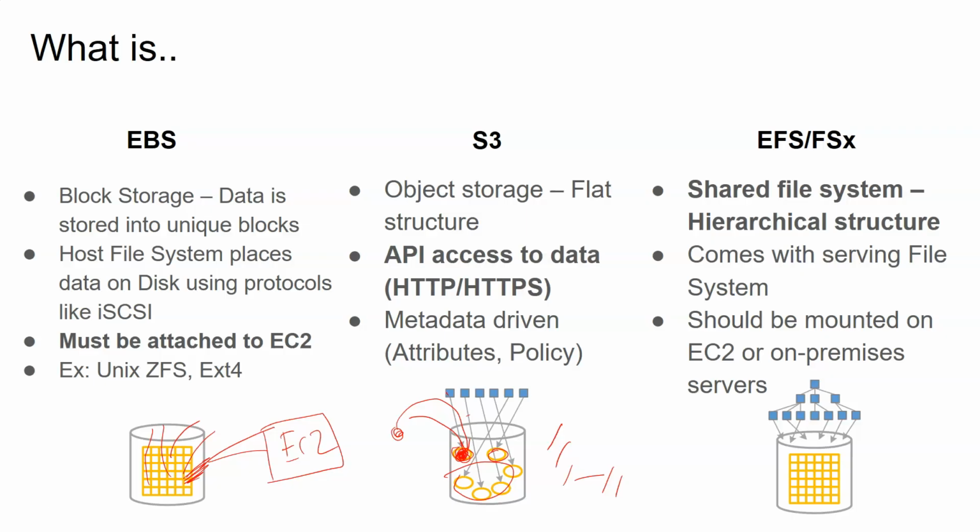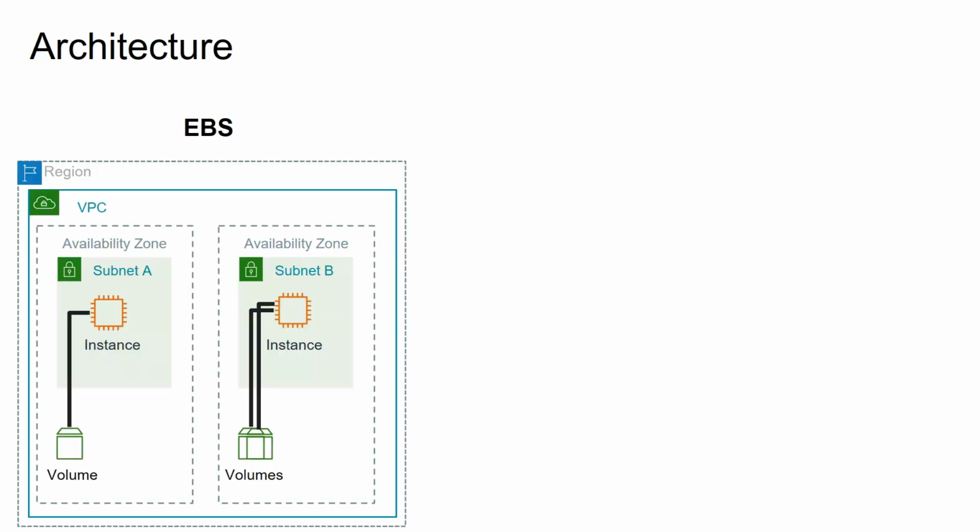So technically there is a difference between how these volumes and storages are used, and these characteristics will actually define the use cases for these storage options, and we will see that shortly. Okay, moving on. On the architecture side, we talked about architecture earlier, but let's deep dive there, right? So EBS has a scope at the AZ level.